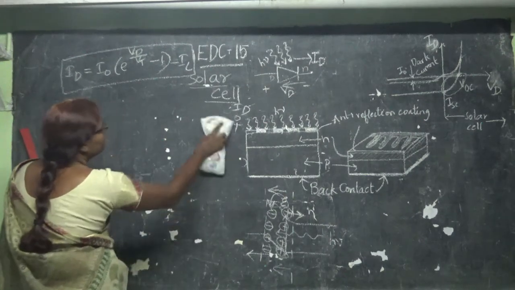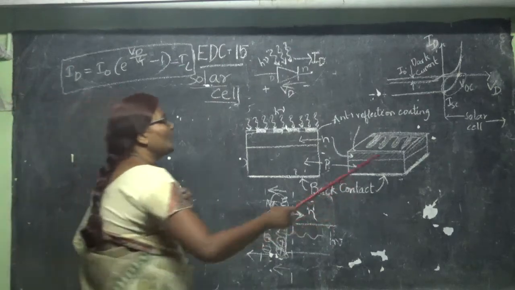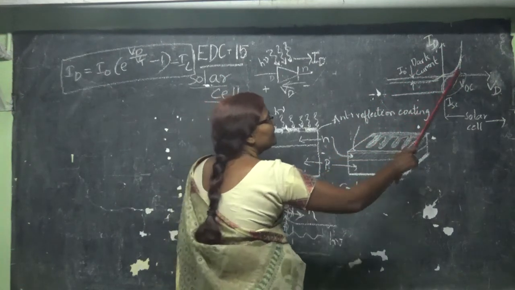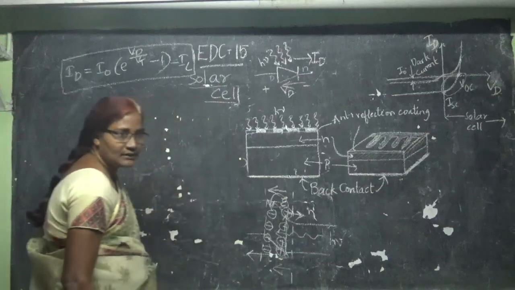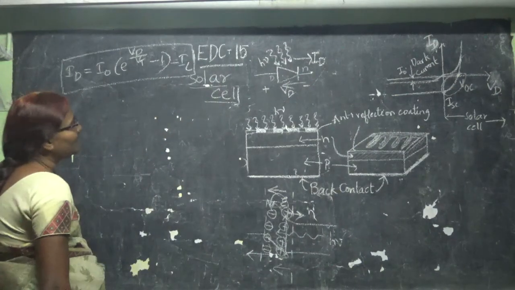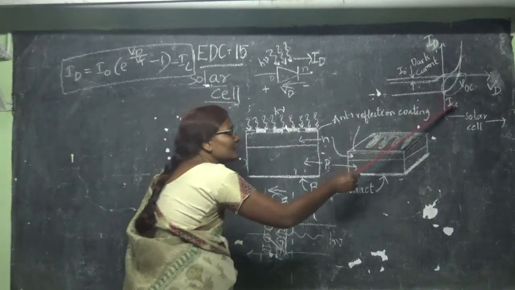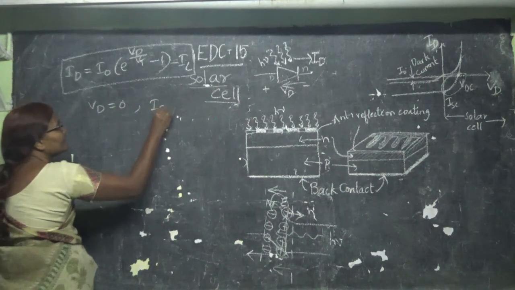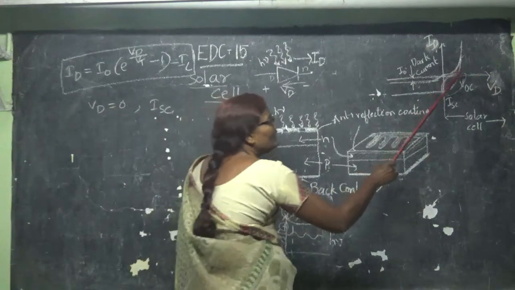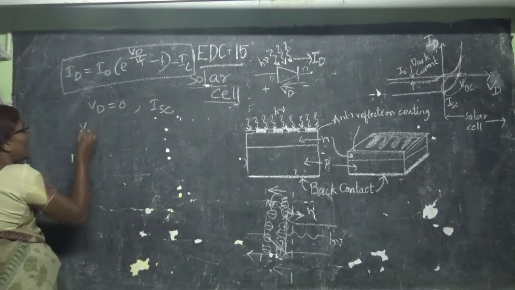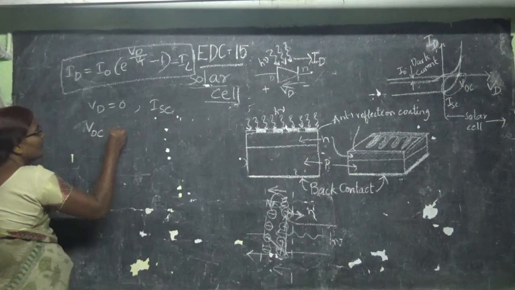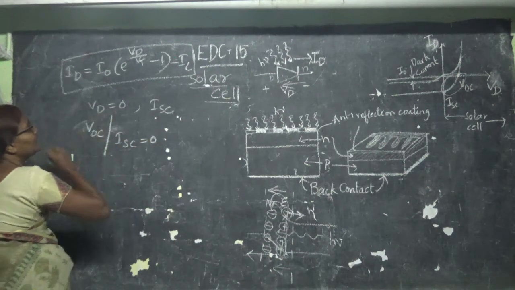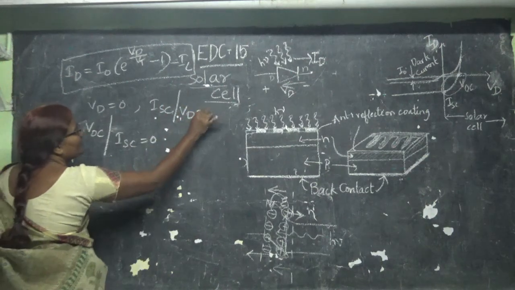So what is my characteristic? I want to utilize this region. Here this is the value of short circuit current and this is the value of open circuit voltage of my solar cell. Both are important parameters of my solar cell. So how can I get short circuit current? If I make my Vd equal to 0, then I will get ISC. How can I get VOC, that is open circuit voltage? I will get VOC by making the current equal to 0.